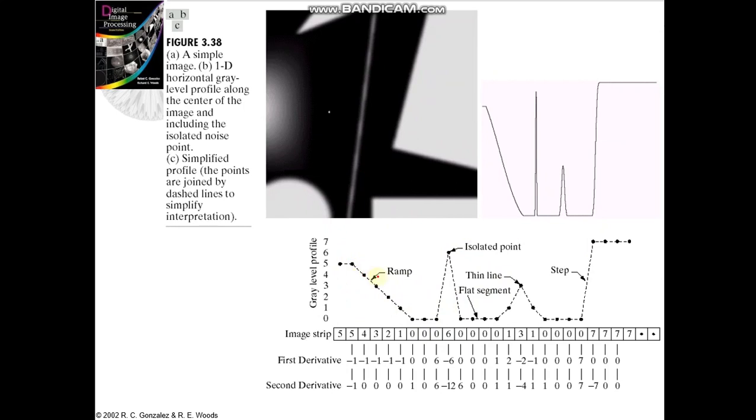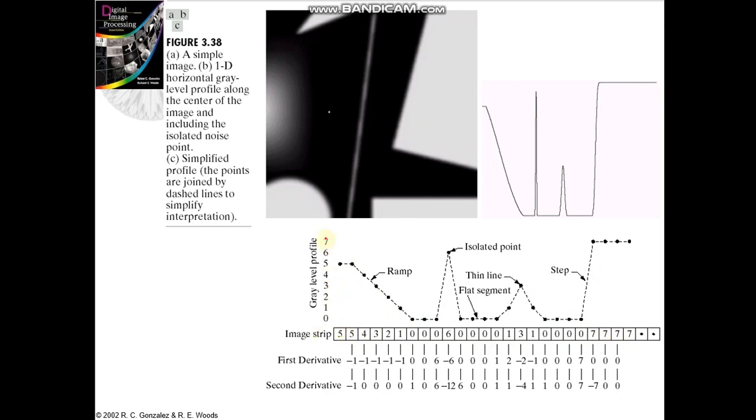In signal processing we have discussed all those functions. This can be called a ramp function. This is a step function. Ramp means almost a constant slope line. So the gray level values are written over here in this array.